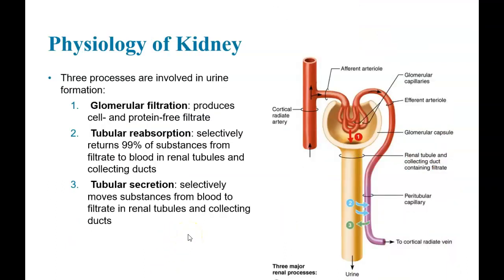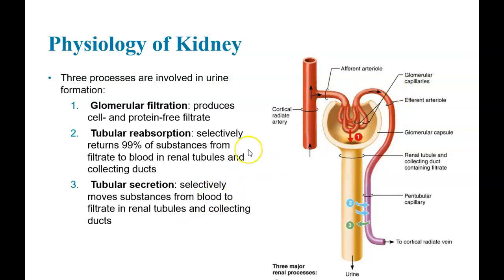So there are three processes that are involved in the urine formation. There's glomerular filtration, which produces the cell and protein-free filtrate. There's the tubular reabsorption, which selectively returns most of the substances from the filtrate to the blood in the renal tubules, and also the collecting ducts. And then there's the tubular secretion, which selectively moves substances from the blood to the filtrate in the renal tubules and collecting ducts.